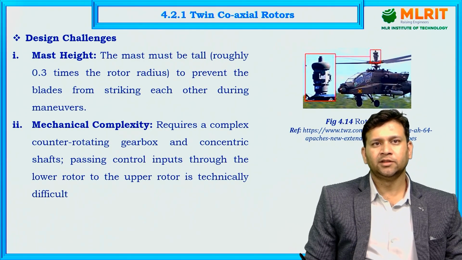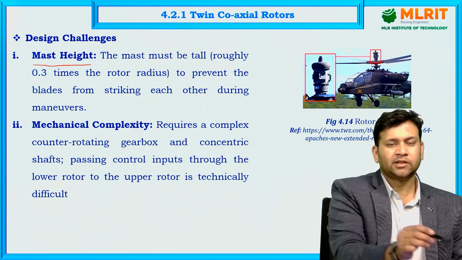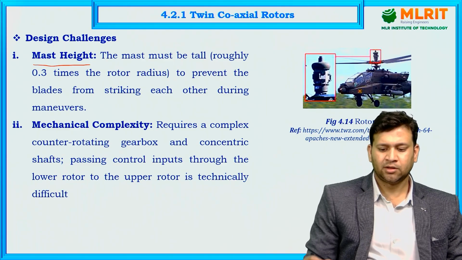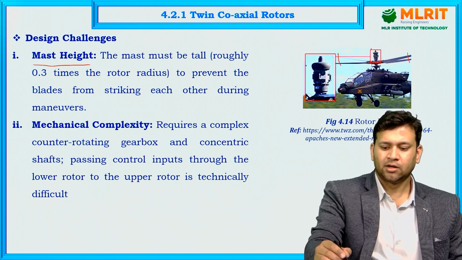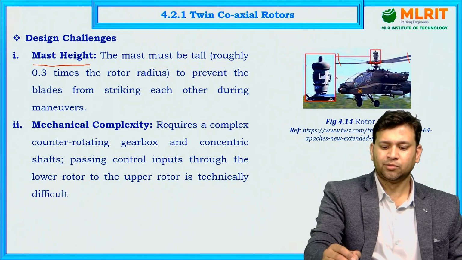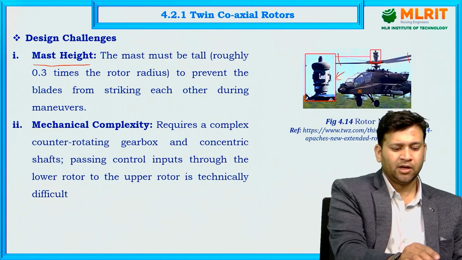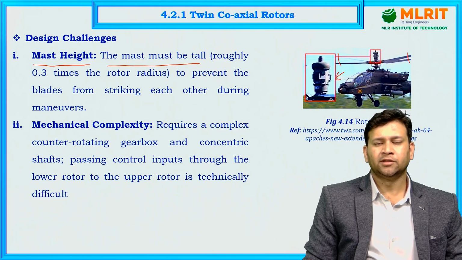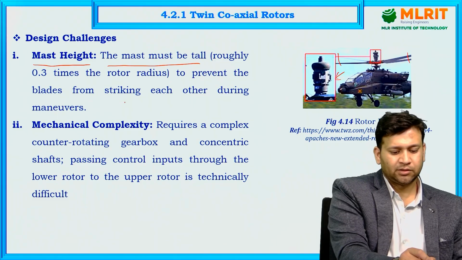The design challenges in twin coaxial rotors. The very first one is the mast height. The mast must be tall, roughly around 0.3 times the rotor radius. This is the rotor radius here, and this is the rotor mast, and this is the zoomed version of the mast. So the mast must be tall, roughly around 0.3 times the rotor radius, to prevent the blades from striking each other during maneuvers.